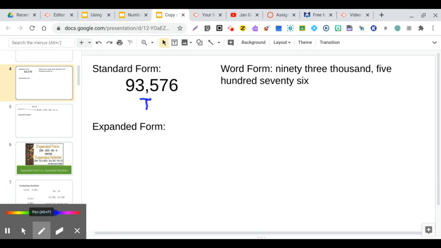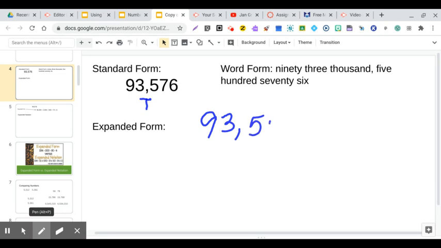All right. So the first thing you have to do is you have to write your number down. 93,576. Now I like to start with the biggest digit. And so that's going to be my 9, and I'm going to drop it down, and everything behind it turns into zeros. I'm writing the value of each digit. Remember from the last video, we talked about the value of each digit. Now we're going to do it again.